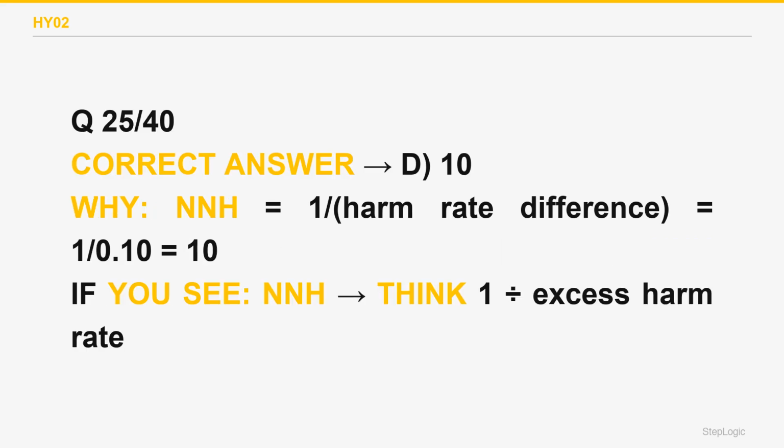The value 12 uses the treated group's raw harm rate instead of the excess above baseline. Choice A wrong. The 100 comes from taking 1 over a 1% difference, but the true difference is 10%, not 1%. Choice C wrong. 1 over the 10% excess gives an NNH of 10.